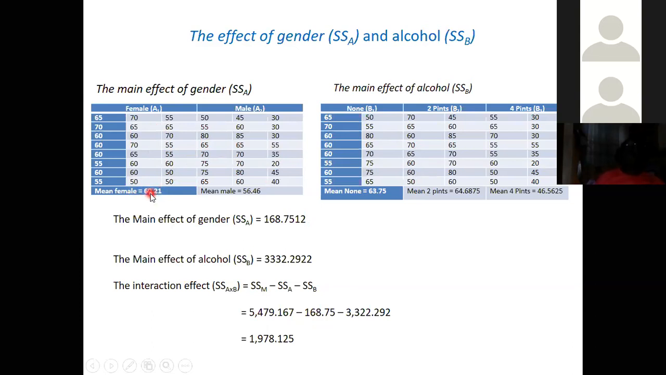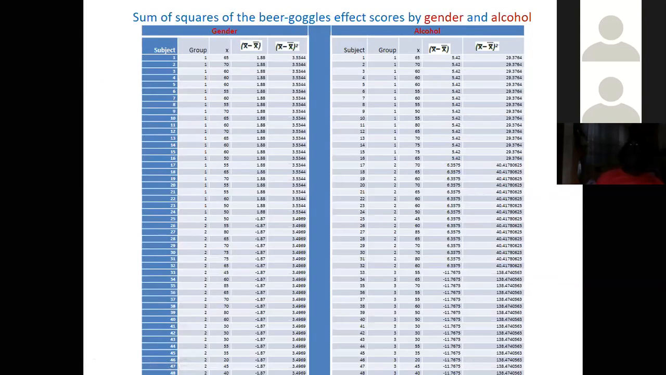The female group, this is their mean. The male group, this is their mean. For the effect of alcohol, no alcohol, this is their mean. 2 pints, this is their mean. 4 pints, this is their mean. Because what we are doing is to split the sum of square model into its components, what do you do?